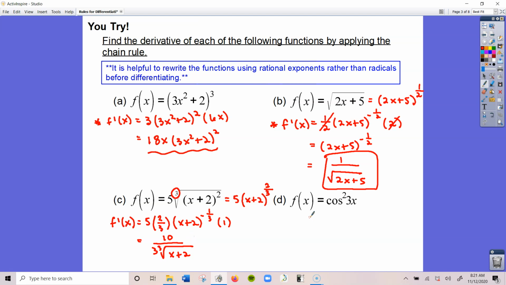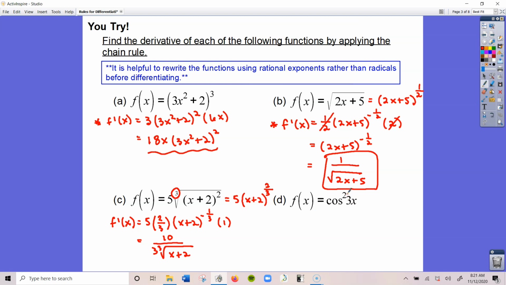Now for d, we have f of x is equal to cosine squared of 3x. Now this is important. All trig functions are chain rule functions, and that's because we have the trigonometric function and then the angle. Now in the past we never had to use the chain rule because the angle was always x. So the derivative of x is just 1. That does not affect our overall derivative. But if you have an angle that is something else, such as 3x, then you would have to apply the chain rule. So let me show you what I mean by that.